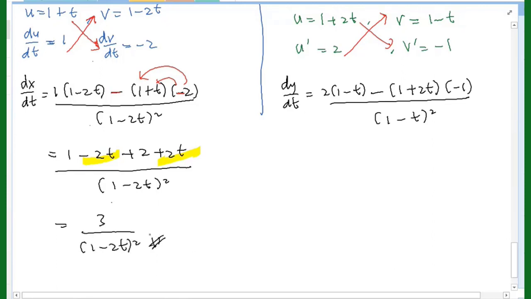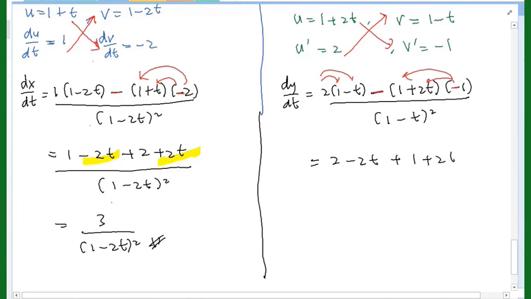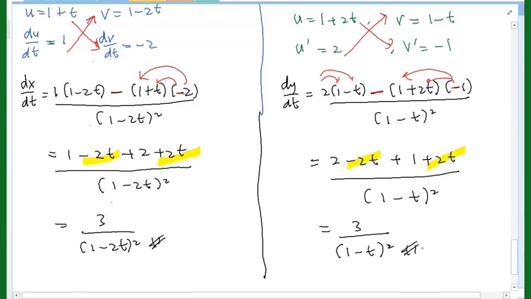Settle for dx dt. Okay, this part. Okay, expand. Negative, negative positive. So 2 minus 2t, negative positive, plus 1 plus 2t over 1 minus t. Okay, simplify. Cancel. This one is equal to 3 over 1 minus t. Okay, settle for dy dt.